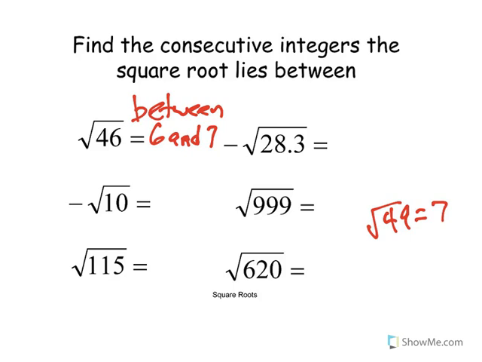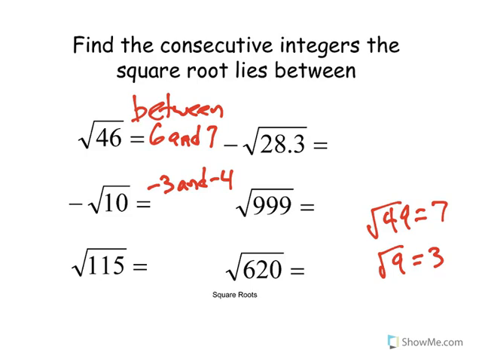Now the next one's a little tricky because it's negative. So the square root of 9 is 3. What's the square root of 10? It's a little bit bigger than 3, right? It's about 3.1. Now this is negative though. So it's between negative 3 and negative 4. All right, because negative 3 squared is 9, negative 4 squared is 16, and 10 is between 9 and 16.